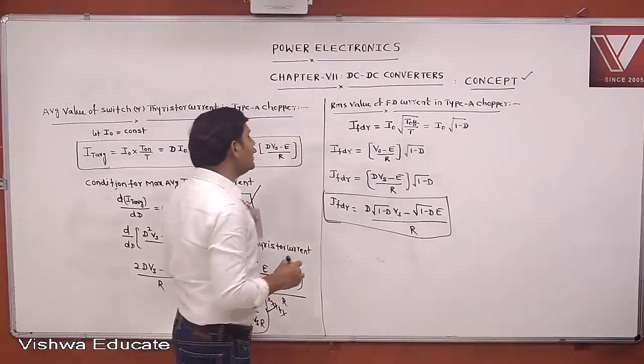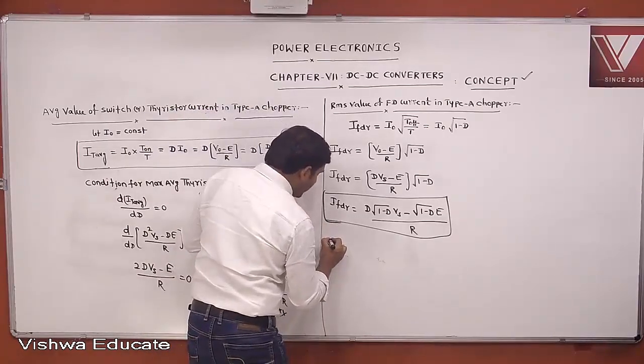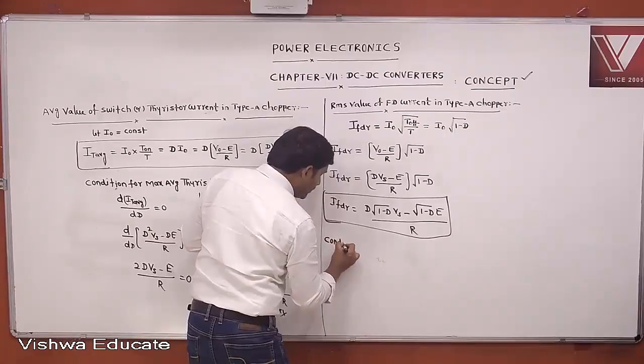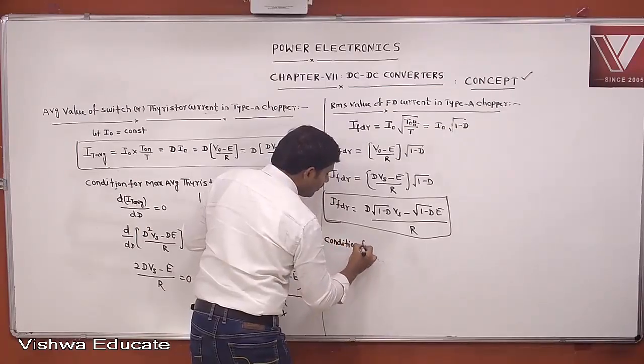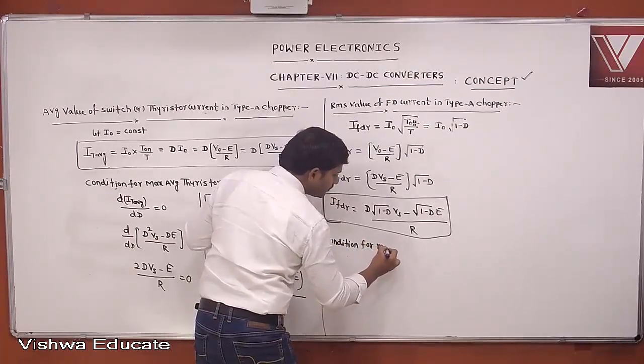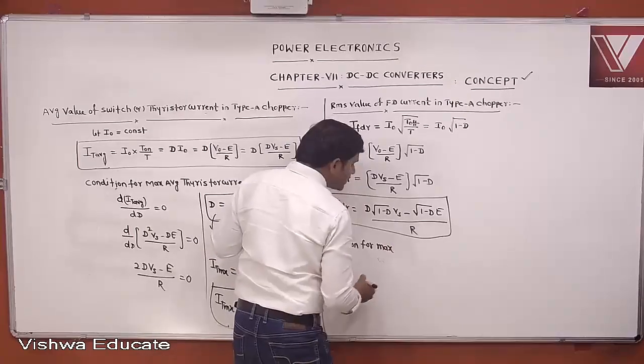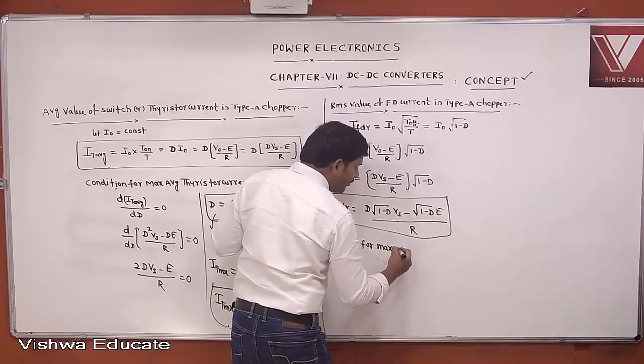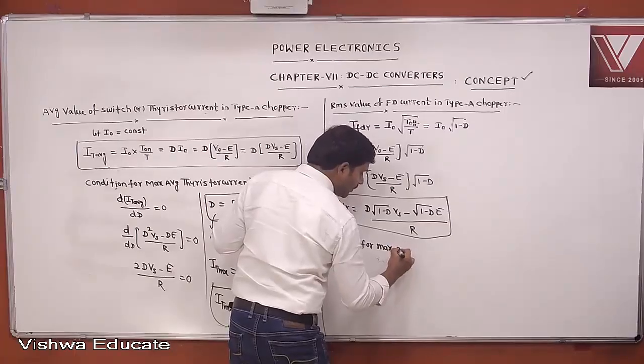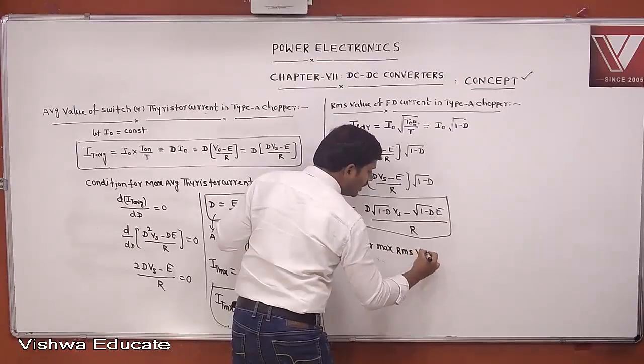Then you want to find the condition for maximum RMS value of freewheeling diode current.